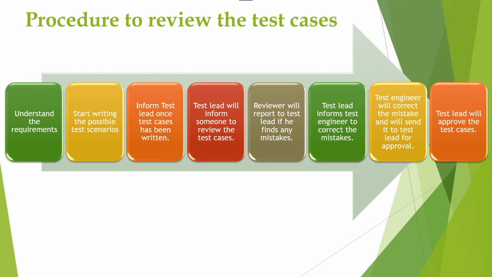When he finds some mistakes, he will report them back to the test lead. The test lead will inform the test engineer to correct the mistakes in the test cases. Once all the mistakes are corrected by the test engineer, the test lead will approve the test cases. Those approved test cases should be used for the test execution. This is the procedure to review the test case.